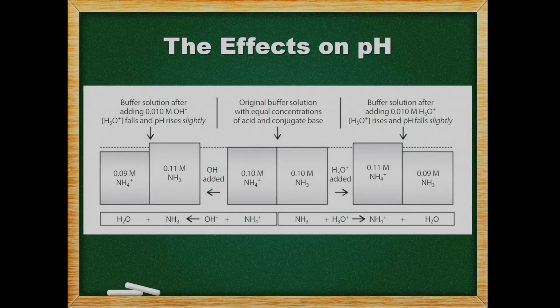This diagram is a good summary and visual representation for our examples above, although in this case the weak acid is ammonium and the weak base is ammonia. On the left, adding hydroxide raises the pH slightly. On the right, adding hydronium lowers the pH slightly.